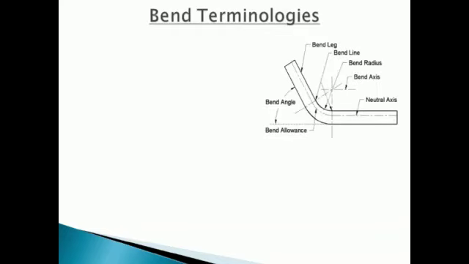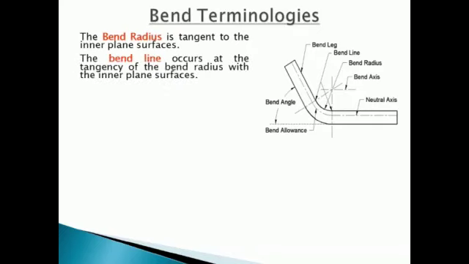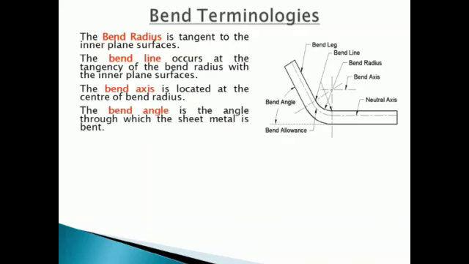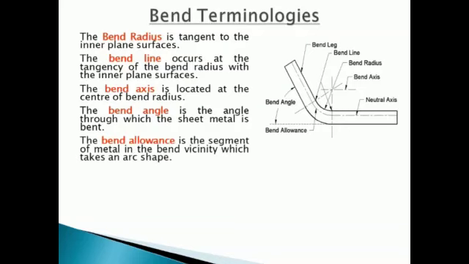Now, the different terms used in bending are, here you can see in the figure, bend radius. Bend radius is tangent to the inner plane surface. Next, bend line, tangent to the bend radius. Next, bend axis, center of bend radius. Bend angle, through which the sheet is bent.